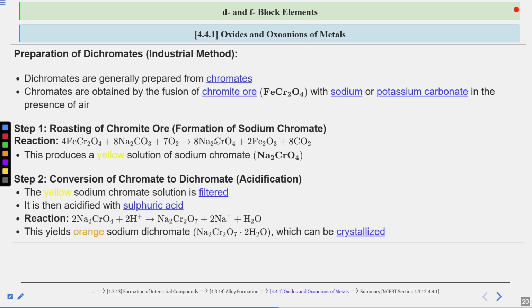So we talked about the two steps. The first includes the formation of sodium chromate, and the second includes the acidification process, which is the conversion of chromate to dichromate and formation of an orange sodium dichromate solution.